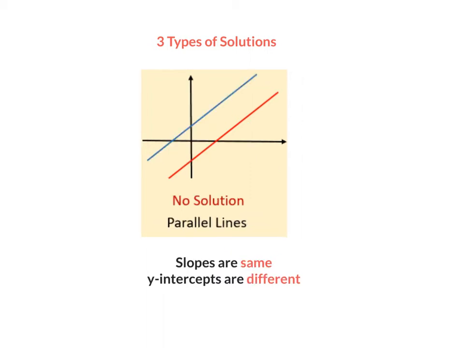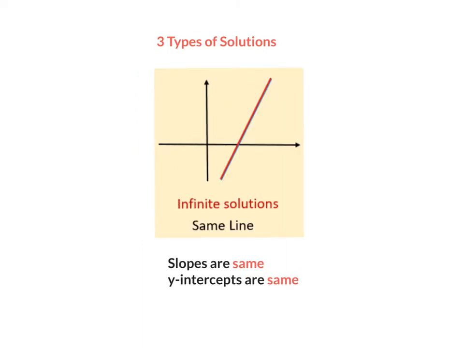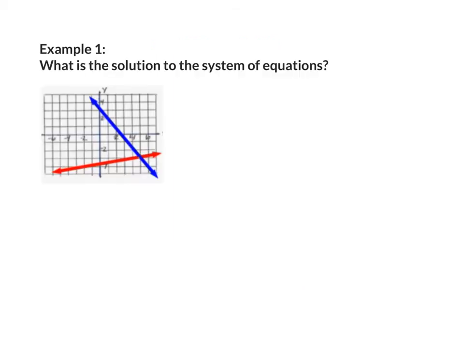The second type of solution is where there is no solution, and the lines are parallel. The slopes are the same, and the y-intercepts are different. The third type of solution is infinite solutions. It's the same line on top of each other. The slopes are the same, and the y-intercepts are the same.